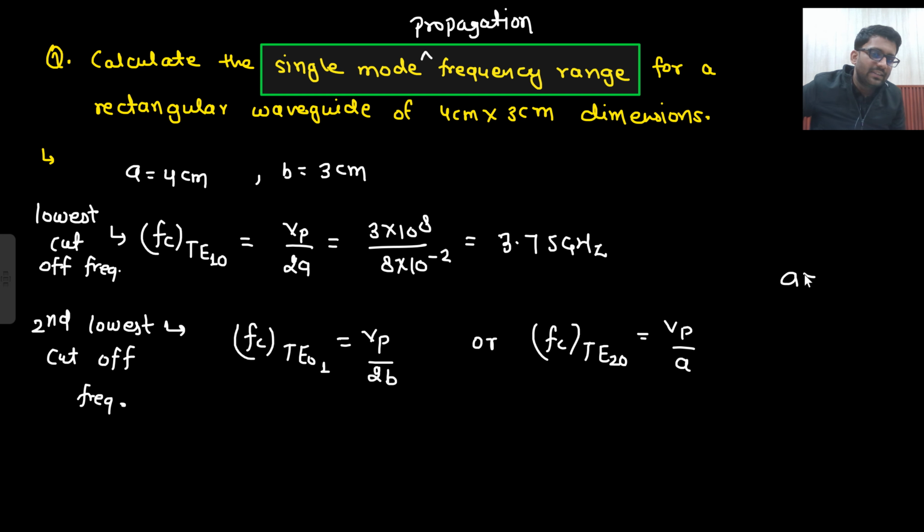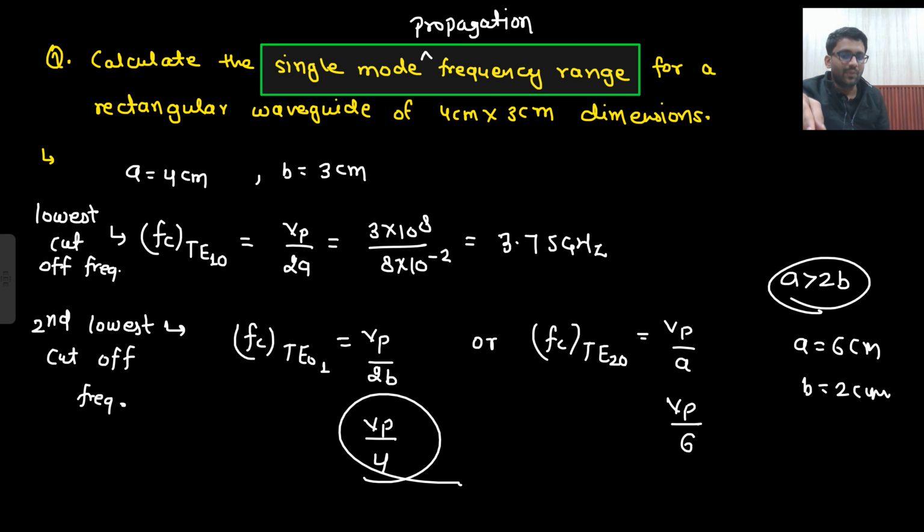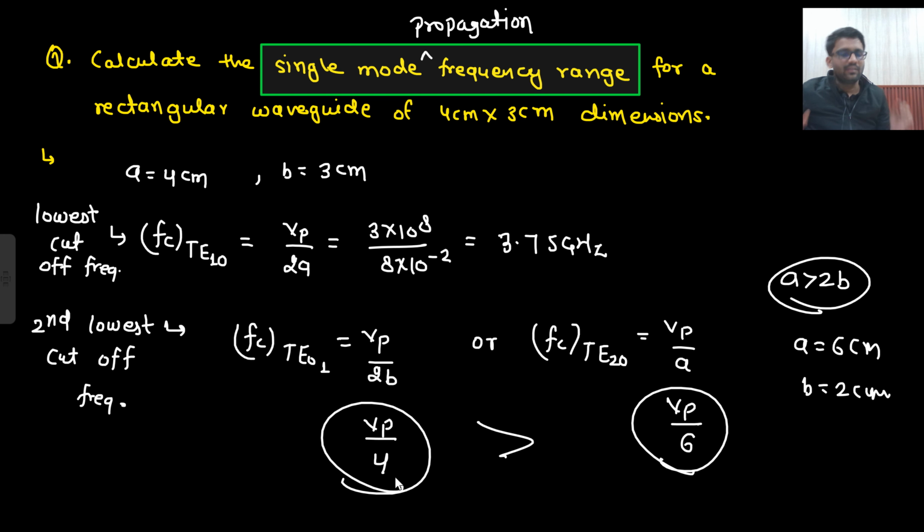Now let's just say a was greater than 2b. What I am saying is that my a was, let's just say, 6 centimeter and b was 2 centimeter. Then what would be the answer here? Vp by 6. And what would be the answer here? Vp by 4. Which value is larger? Vp by 4 is larger than Vp by 6. And what you need is the lowest cutoff frequency. So this is lowest, after that this will come. That will be the case for a greater than 2b.